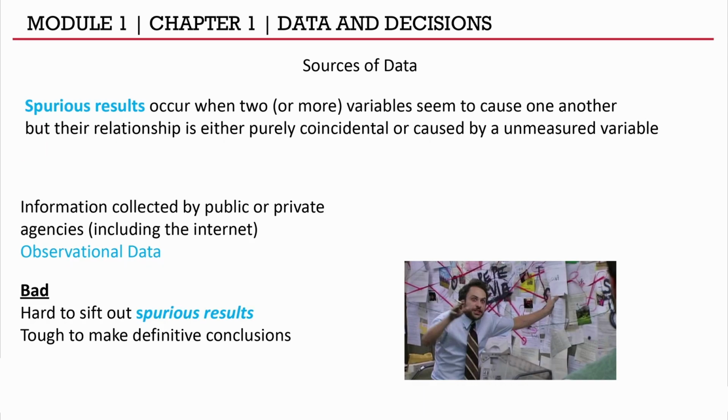Spurious results are when 2 or more variables seem to cause one another, but the relationship is either purely coincidental or caused by another variable that you didn't observe. Just because you picked 2 variables to observe online and you put them on a graph and they seem to have a pattern between the two doesn't mean one causes the other. There are plenty of examples of these, and I've got a few to show you now.